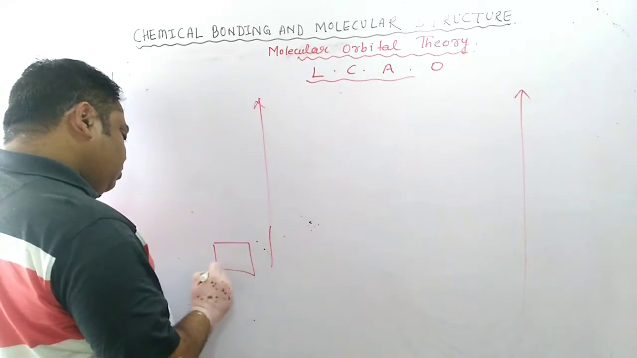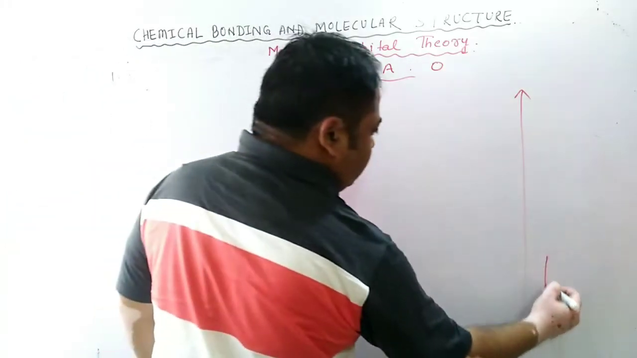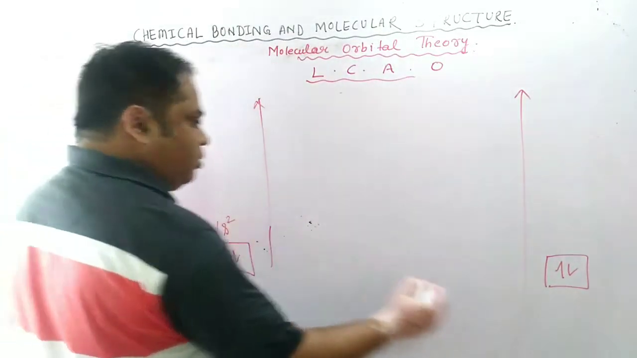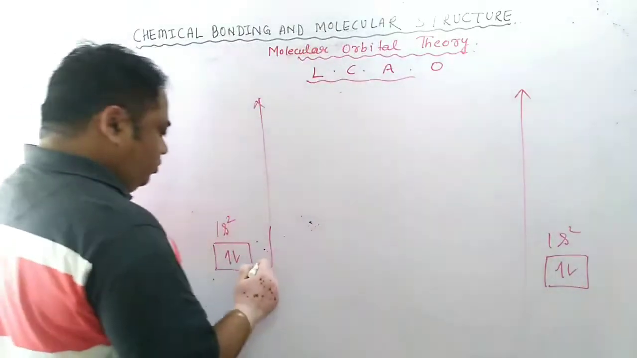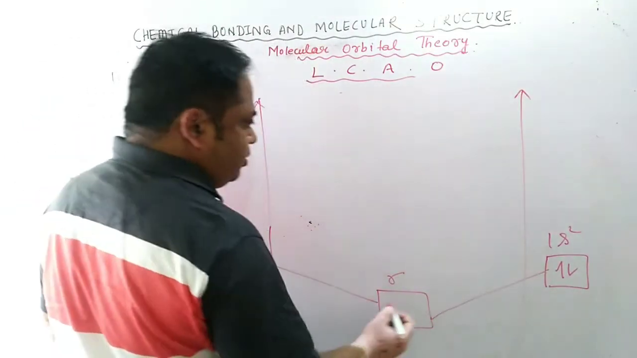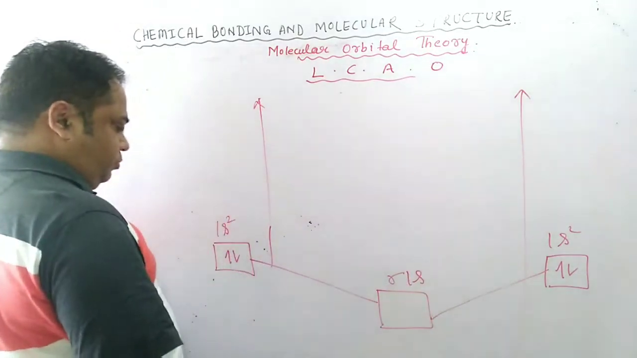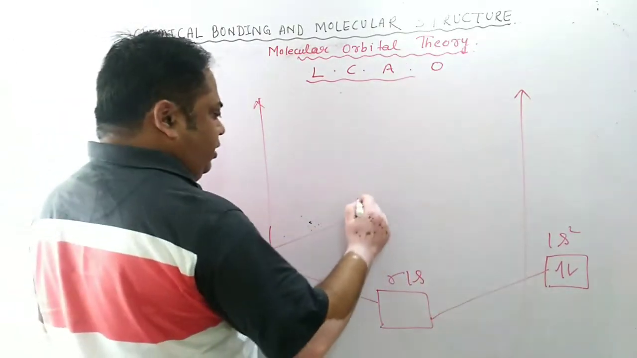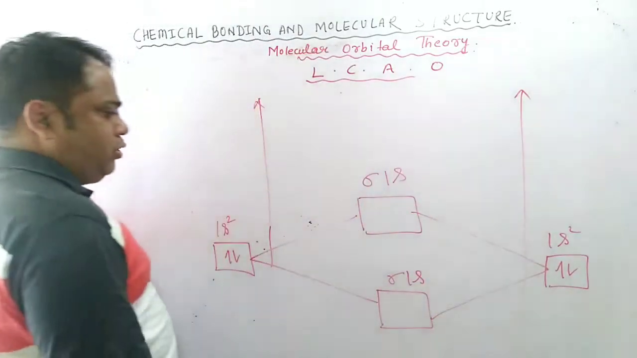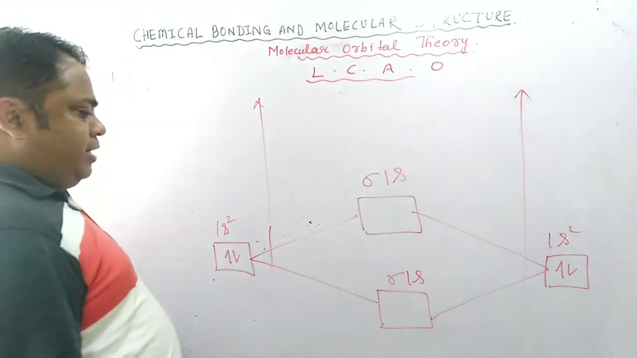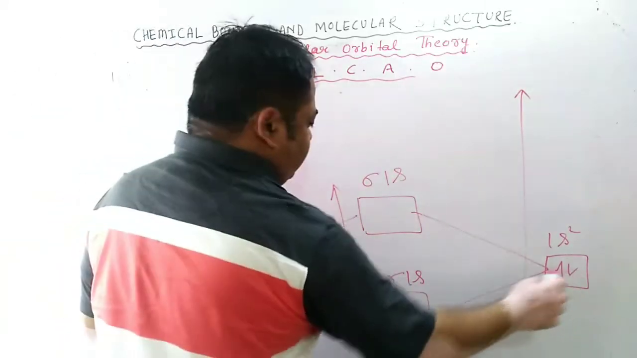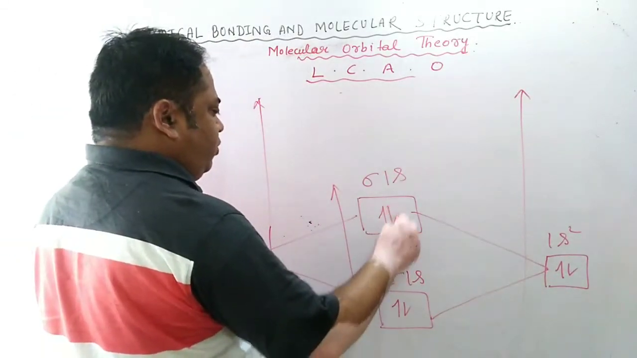It has 1s2, 1s2. So it will form sigma bonding 1s, and then sigma anti-bonding 1s. Electrons are filled from the lower energy level to the higher energy level. So how many electrons are there? 1, 2, 3, 4. So we fill up 1, 2, 3, 4.